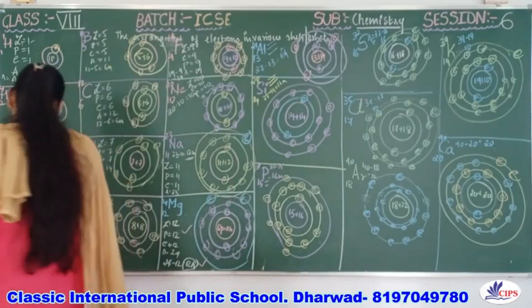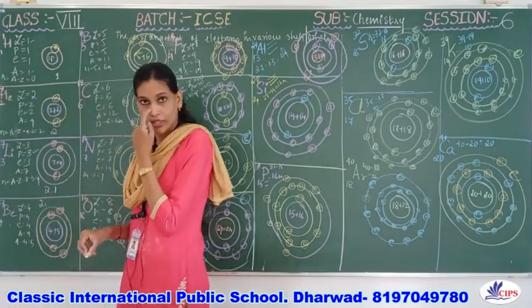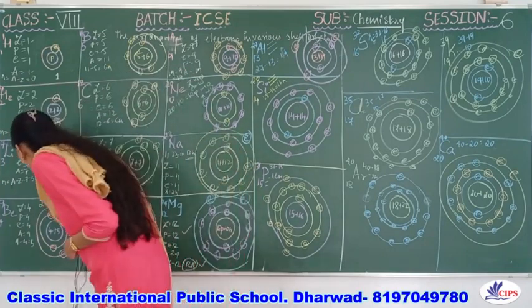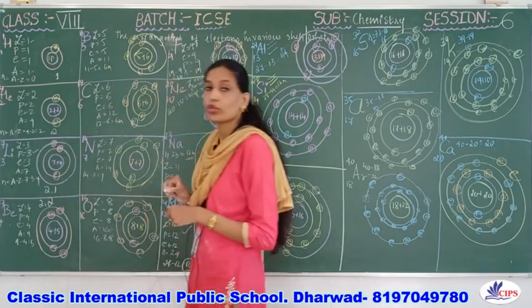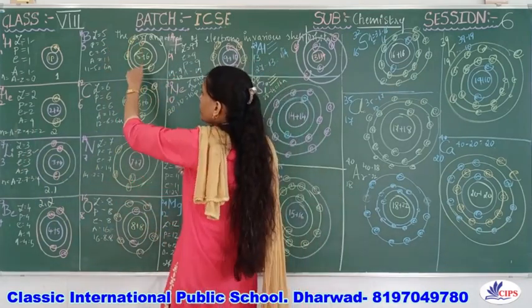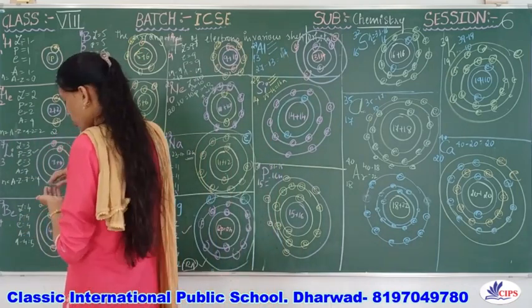Then we have beryllium. Beryllium K shell, how many electrons? 2 electrons. Whereas L shell 2 electrons. So the electronic configuration is 2, 2. Okay. Then we have boron. Boron K shell 2 electrons.